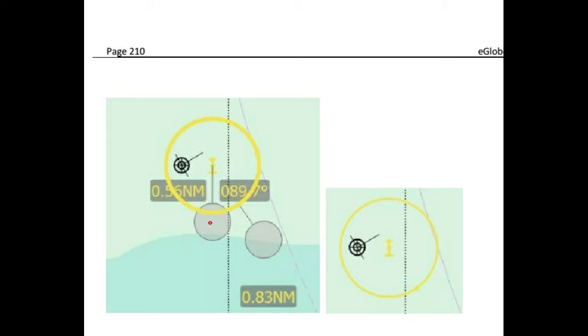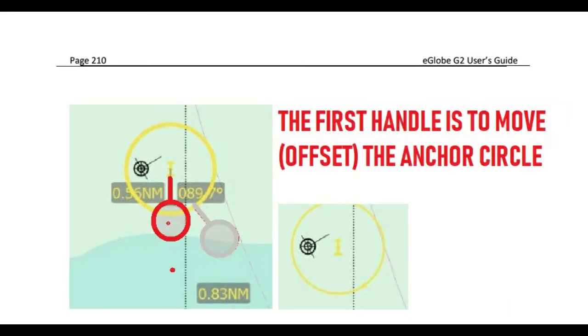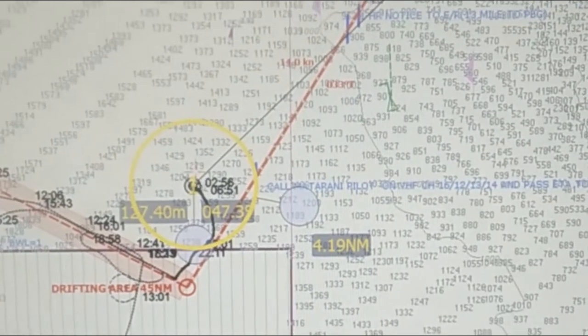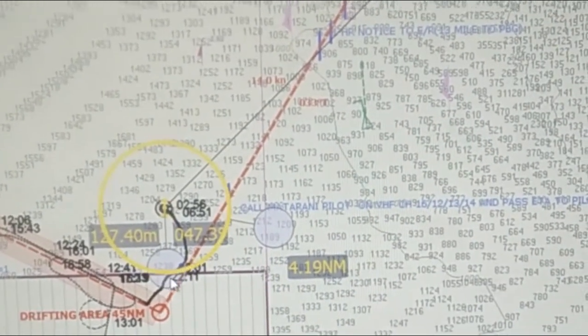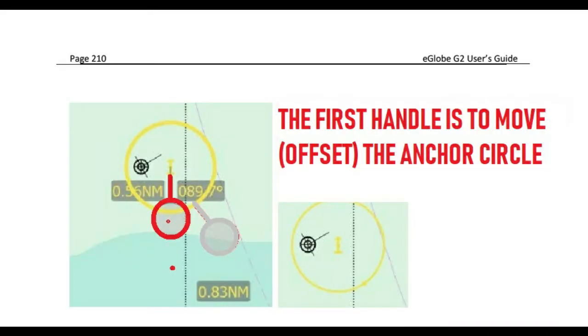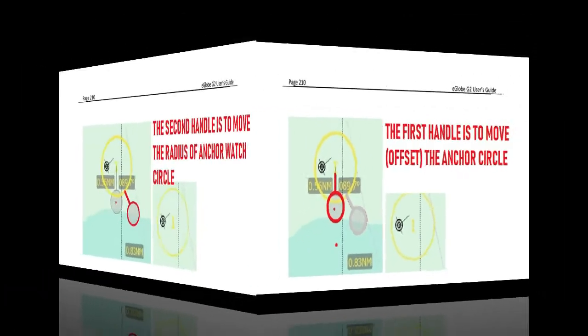So to simplify it, I have marked them red. Inside the anchor watch alarm system, I have marked the first gray circle as red. That is to move the anchor watch alarm system from its position. When we open the anchor watch alarm, it will always open on the ship's position, on the ship's head. To place it precisely where we want, we will move the anchor watch alarm system through the first hand, which I have marked red.